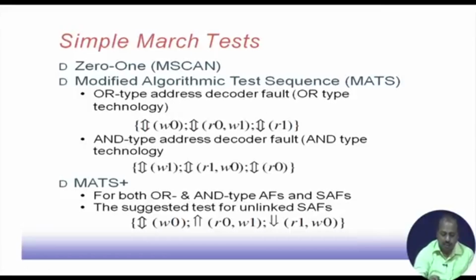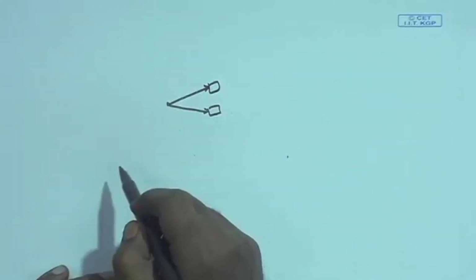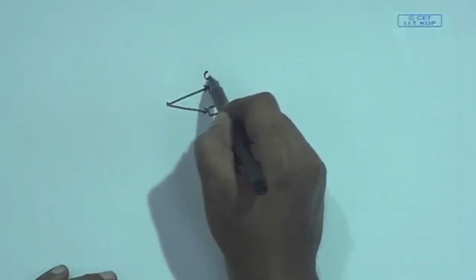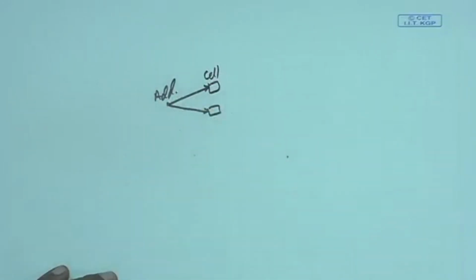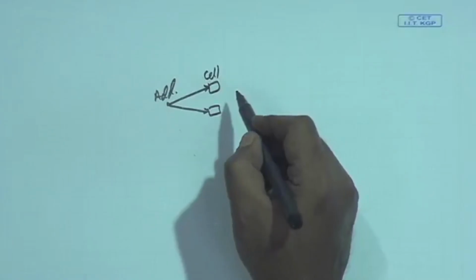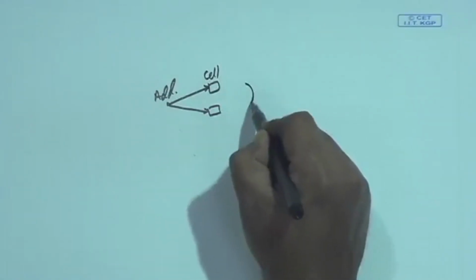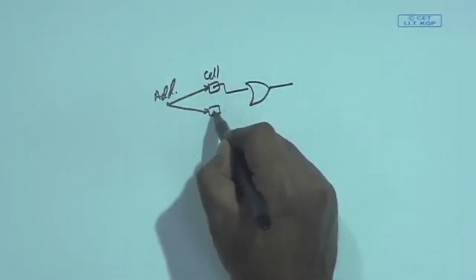What we mean is that suppose one address selects two different cells, this cell as well as this cell, due to a problem with the address decoder. These are the memory cells and this is the address. Both the cells are selected. Now, what will be the output, because ultimately the RAM output is coming via the sense amplifier and all those things. In OR type technology, the result is basically an OR of these two.